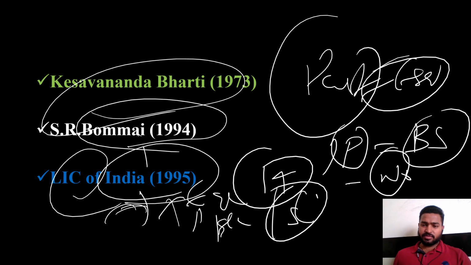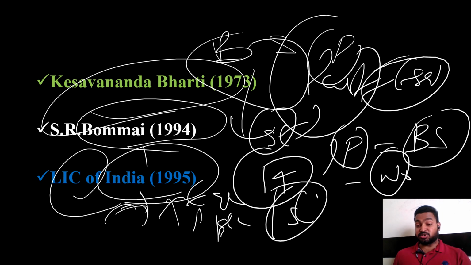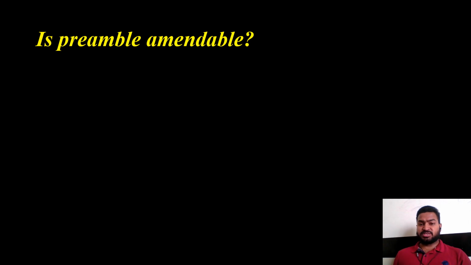However, what is basic structure could be defined with the help of what? Preamble. For example, take unity and integrity. It is part of the basic structure. So to define what is basic structure, the Supreme Court or judiciary can take the help of what? Preamble. So the preamble has what? Utmost value. So if it is part of the Constitution, then is it amendable?